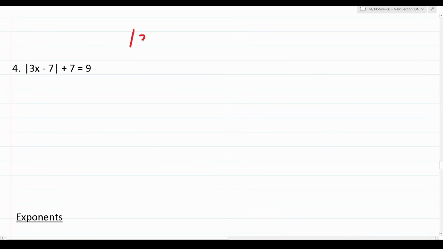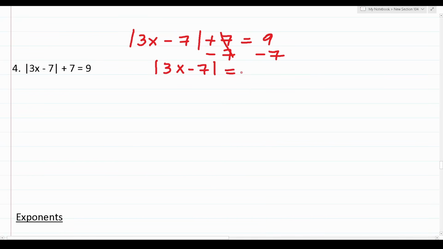We have the absolute value of 3x minus 7, plus 7 equals 9. All right, so let's start by isolating our absolute value, which means we're going to subtract 7 from both sides. This crosses out, leaving you with the absolute value of 3x minus 7 equals 9 minus 7, which is 2. All right, so we have an absolute value equal to a positive number, which should tell you that there's going to be two solutions to this absolute value equation. And let's go ahead and find those two solutions.